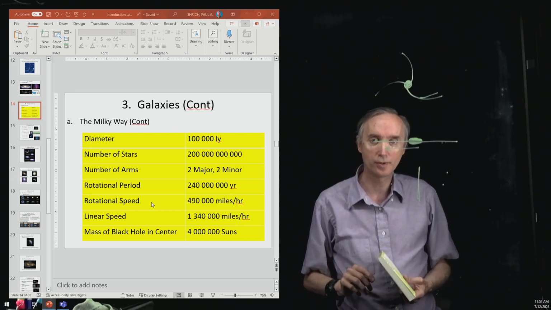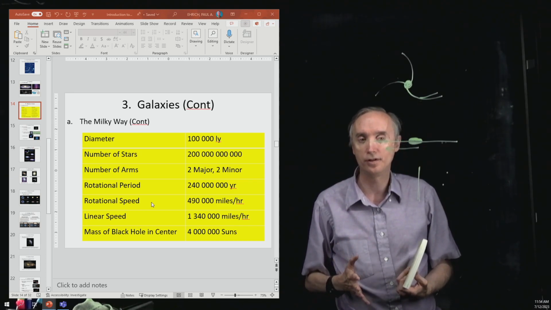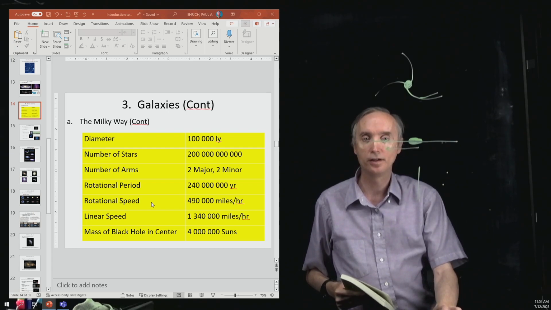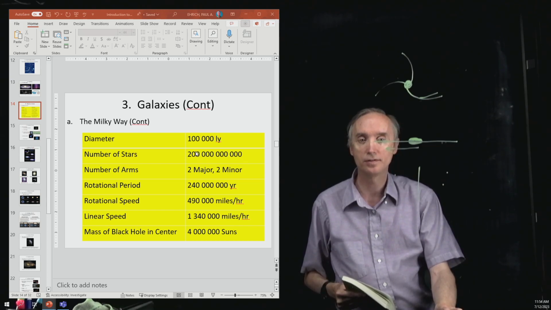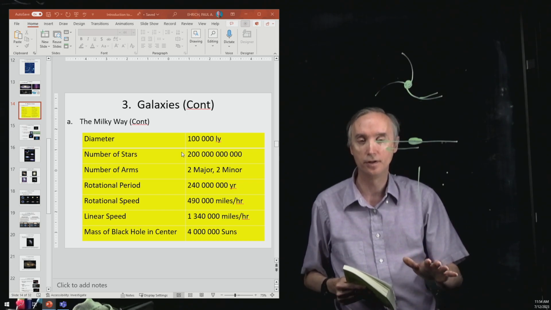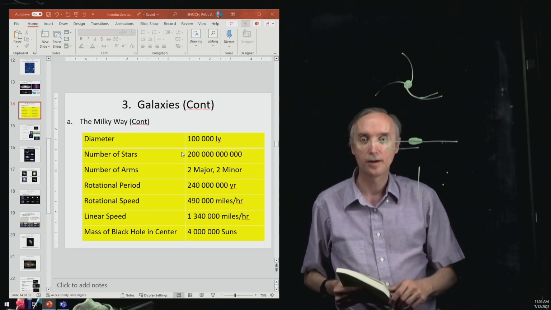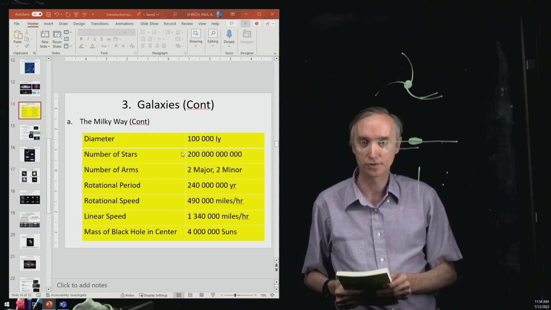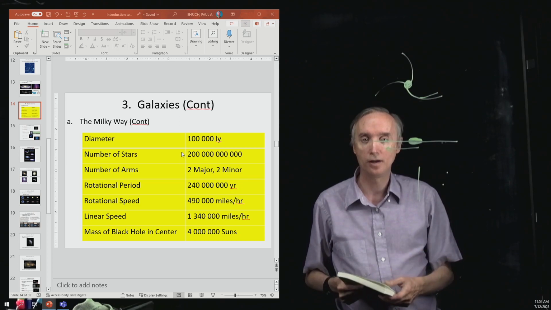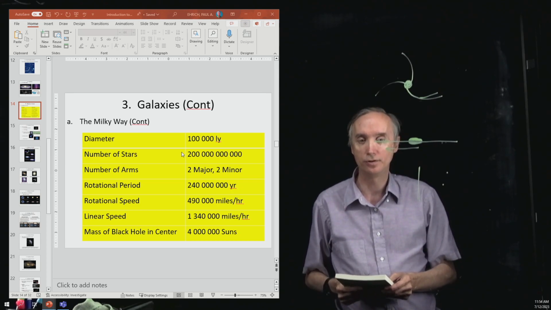So of this information, what should you know for the exam? Definitely make sure and know what the diameter of our galaxy is, and then know that a typical galaxy is going to have about 100 billion stars in it. Our galaxy is bigger, so it's got 200 billion stars in it. But if you just remember 100 billion, that will be good enough for the exam.